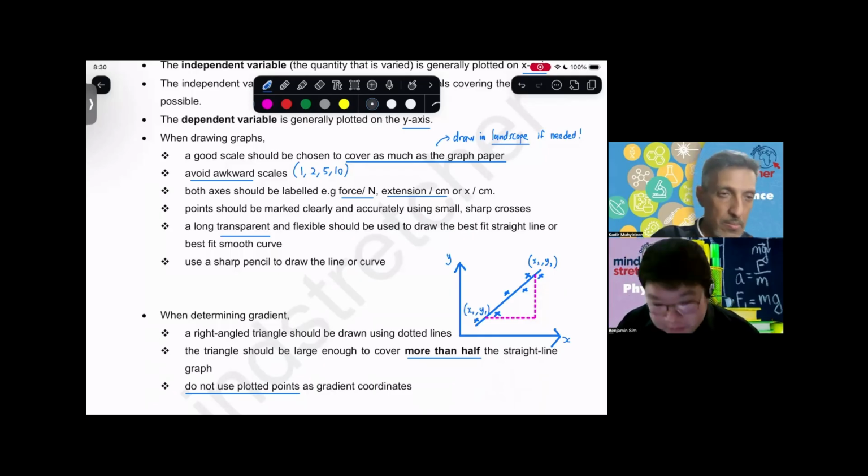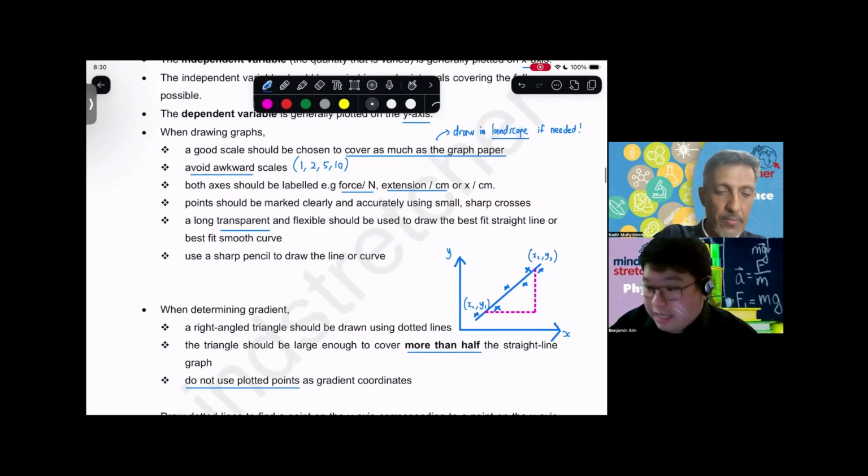I would even recommend that if you've decided on your scale already and you realize that the graph might benefit from being drawn in landscape, go ahead and draw in landscape. You turn the graph paper to the side and draw the graph in landscape. It might actually do you some good. So don't be afraid to change the orientation of your graph paper where necessary.